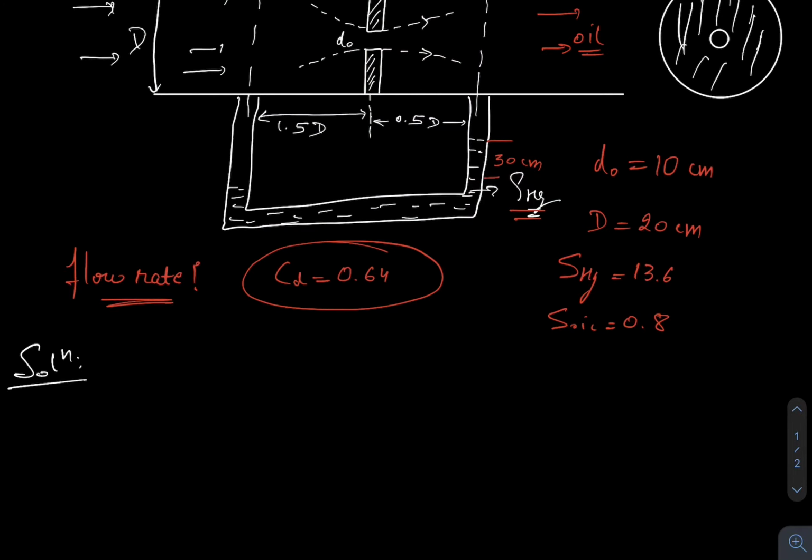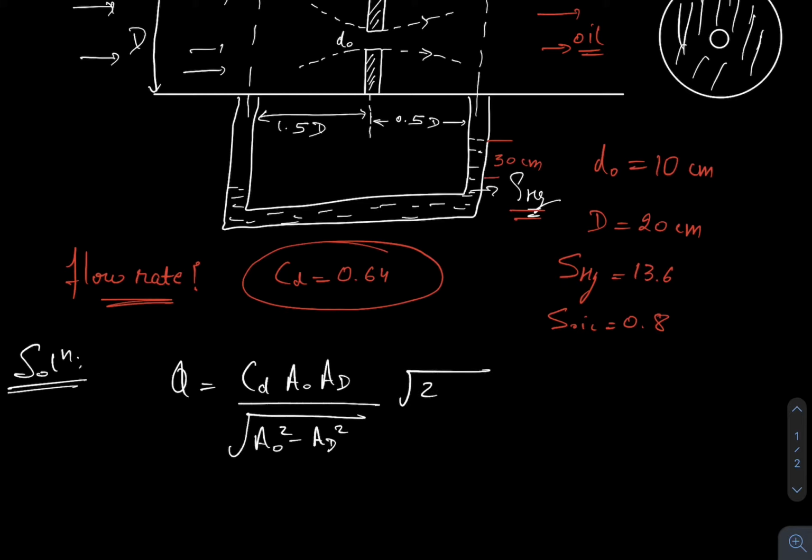This was all given to us. We need to find out the flow rate. So first of all, what's the formula for flow rate? It's Q = CD A naught AD divided by the square root of A naught squared minus AD squared, into the square root of 2GH. Fine. So CD is given to me. A naught I can calculate. A naught will be pi by 4 into 0.1 squared, right? This 10 centimeter will be equal to 0.1 meter, and this 20 centimeter will be equal to 0.2 meter.